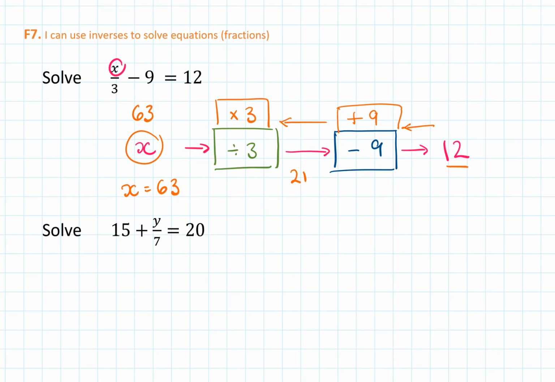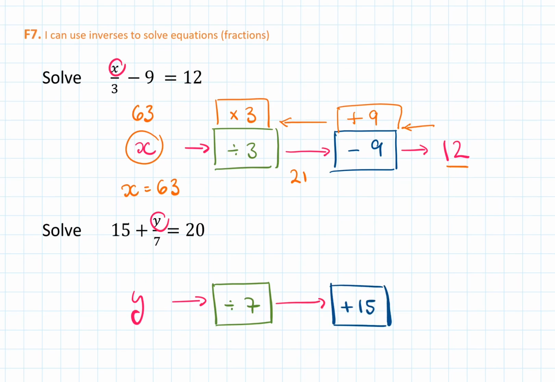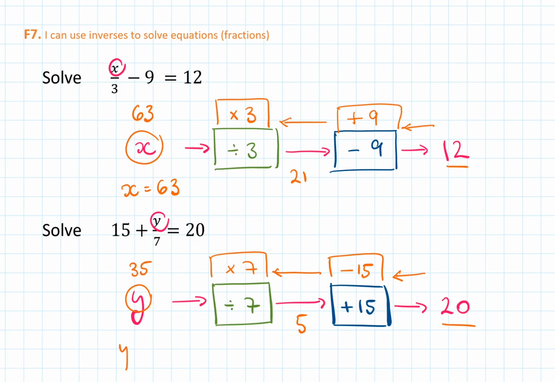The next question is very similar to the question we did before. We start with y. We draw our function machine like this, and then we work out the value of y by going backwards. Using the inverse operations, we'll find that the final answer is 5 multiplied by 7, which is 35. Therefore, the value of variable y is 35.